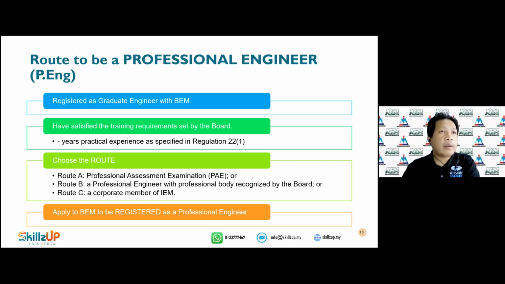So, the professional assessment examination. If you are registered with a professional body recognized by the board, there are a few bodies that are recognized, for example, IET from the UK, you are able to apply through this route. Another route is through a corporate member of the Institute of Engineers. So this is the process.